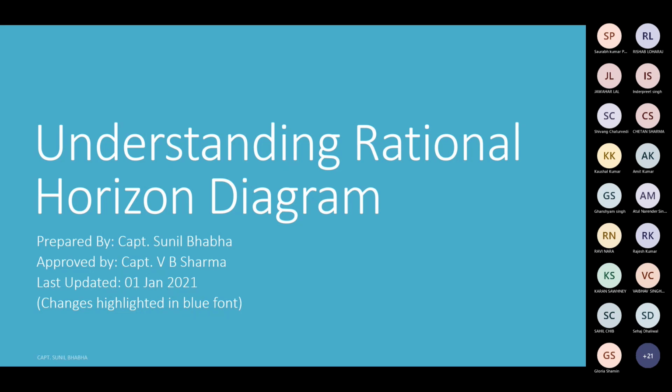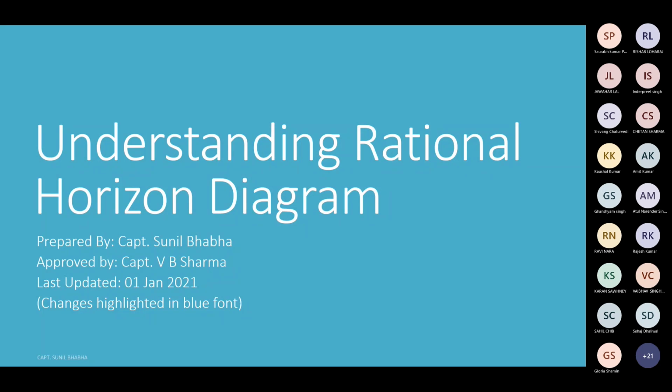Now, when we are understanding this rational horizon diagram, we will discuss two different systems of reference which we use to identify celestial bodies. One is known as the equinoctial system of reference, and the second one is known as the horizon system of reference. We will understand the concept of the celestial sphere, celestial meridians, celestial equator, or the equinoctial, all these things one by one.